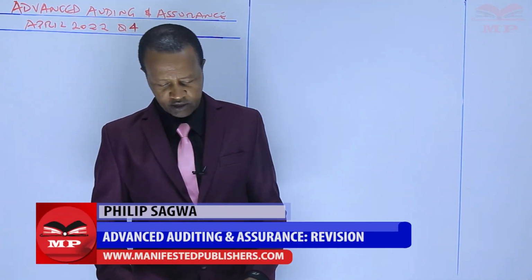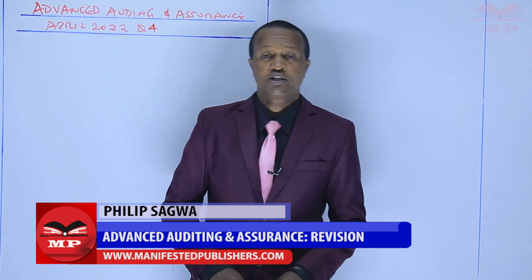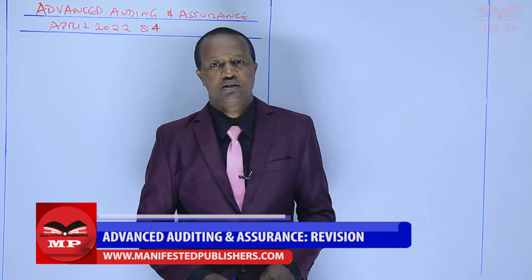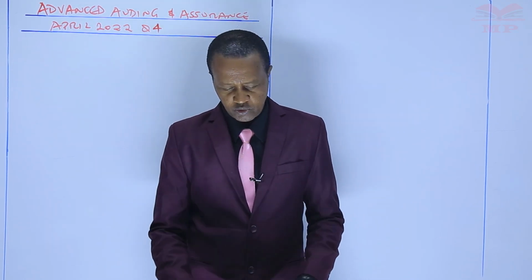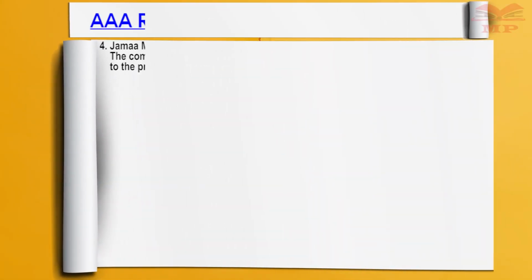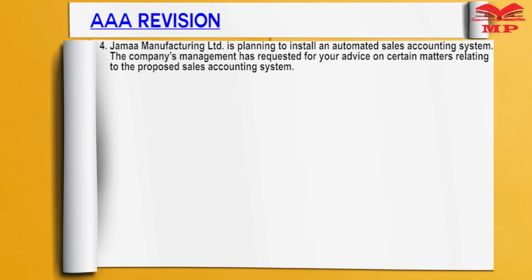Today, I'm going to answer question number 4, Advanced Auditing and Assurance. The sitting is April 2022. Question 4 reads: Jama Manufacturing Limited is planning to install an automated sales accounting system. The company's management has requested your advice on certain matters relating to the proposed sales accounting system.